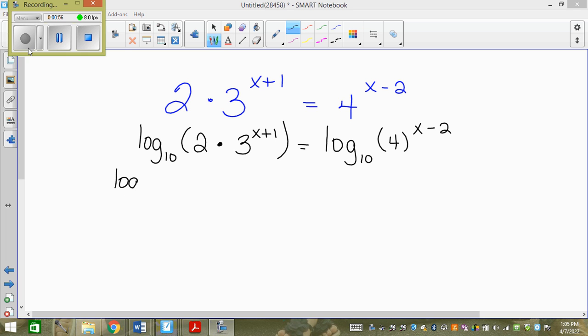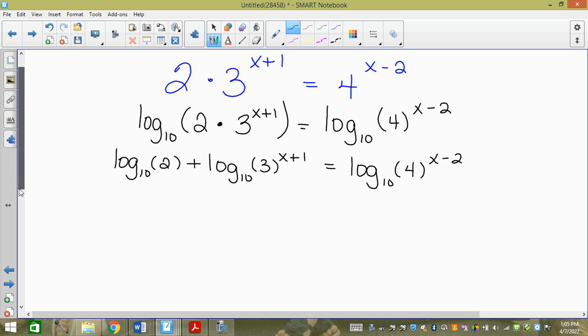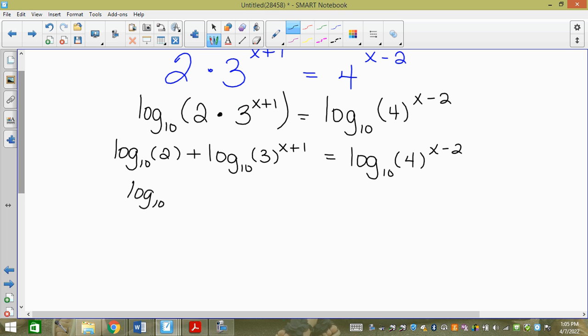So we go log base 10 of 2 plus log base 10 of 3 to the x plus 1 equals log base 10 of 4 to the x minus 2. And now we can do the exponent drop in front using power rule. The log base 10 of 2 is just going to go along for the ride, right? It always just stays along for the ride at the beginning. So we're going to get log base 10 of 2 plus x plus 1 log base 10 of 3 equals x minus 2 log base 10 of 4.